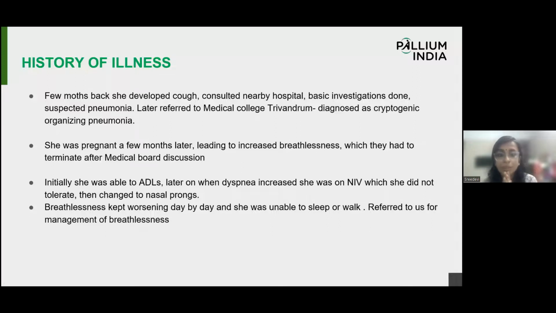She became pregnant a few months later, and it increased her breathlessness. By 20 weeks, they had to have a medical board discussion that she could not go ahead with the pregnancy, so she had to terminate at 20 weeks. In the initial days, even with breathlessness, she was able to manage her activities of daily living with a little bit of pacing and slowing down. But later on, when the dyspnea increased, she was put on NIV, which she did not tolerate.